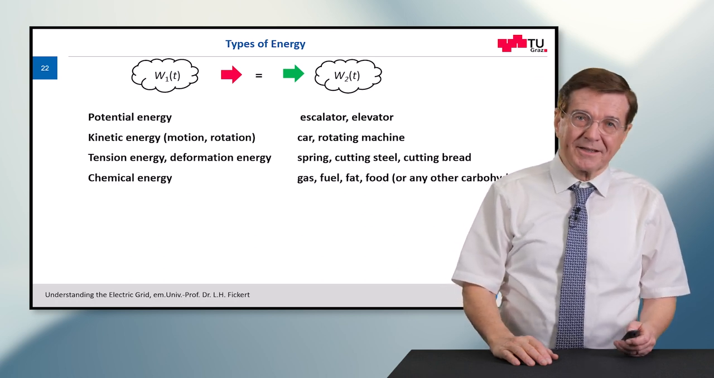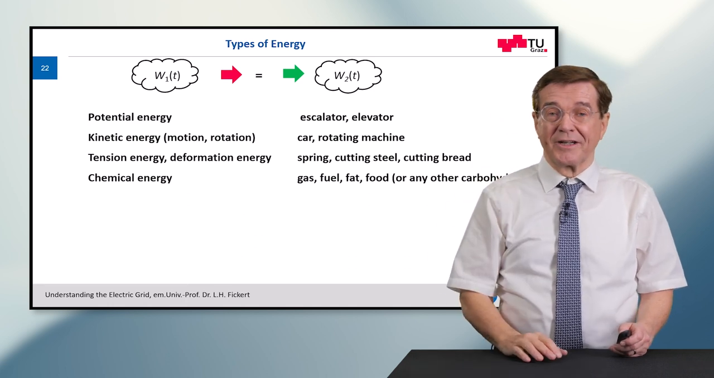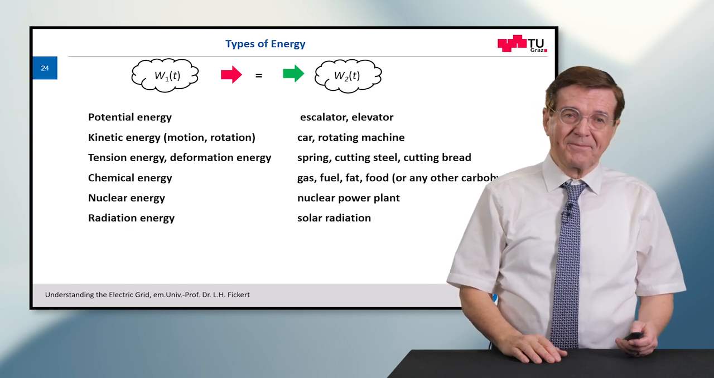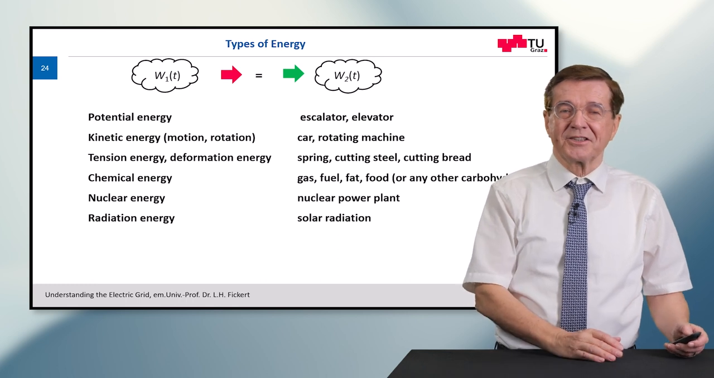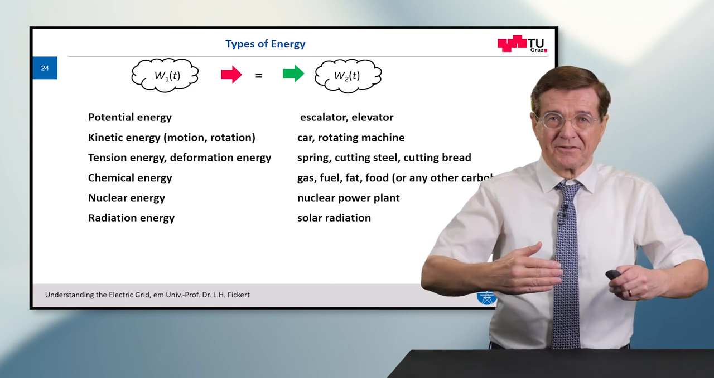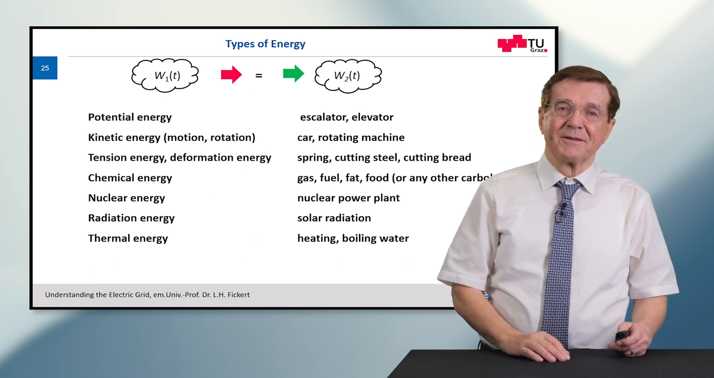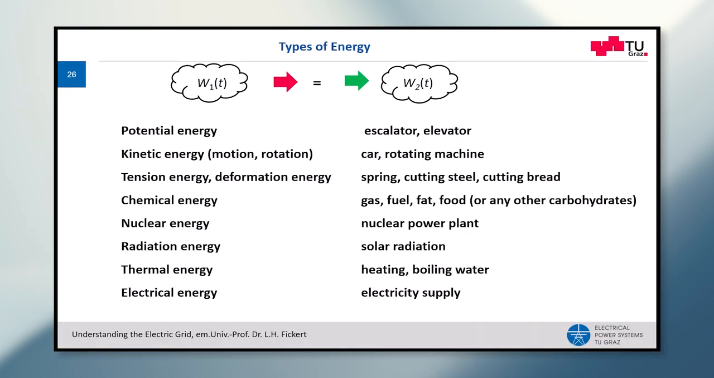Everybody knows chemical energy, like in gas, fuel, fat or food or any other carbohydrates. Then we have nuclear energy. We have the radiation energy, like the solar radiation, the energy that comes to us from the sun. And the thermal energy for heating, boiling water. And last but not least, electrical energy. Electrical energy is produced and transported within the electrical supply system, the electric grid.